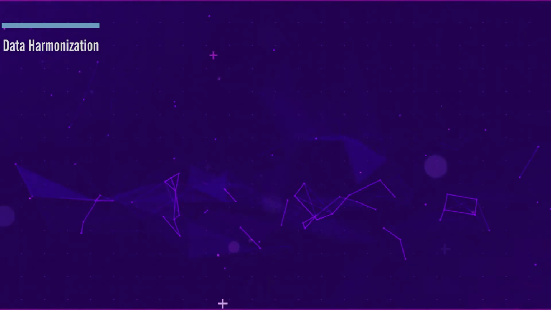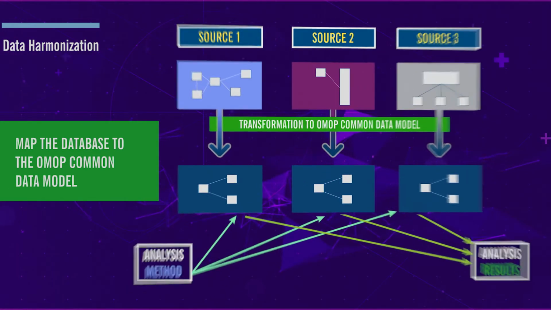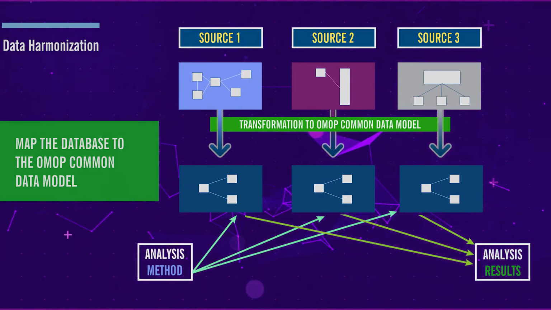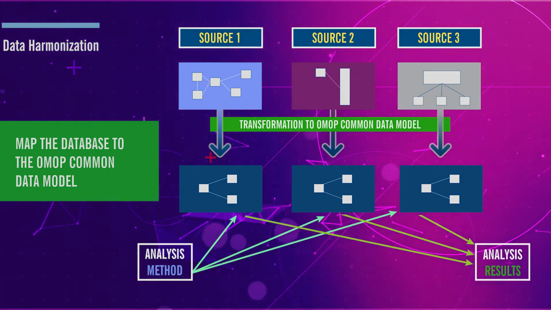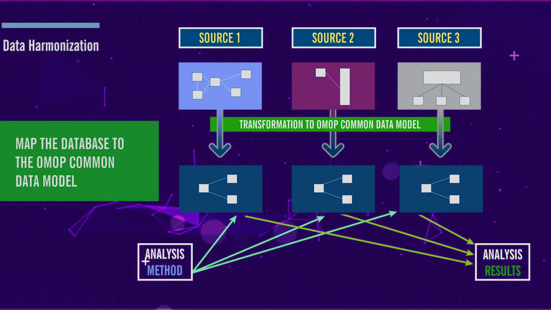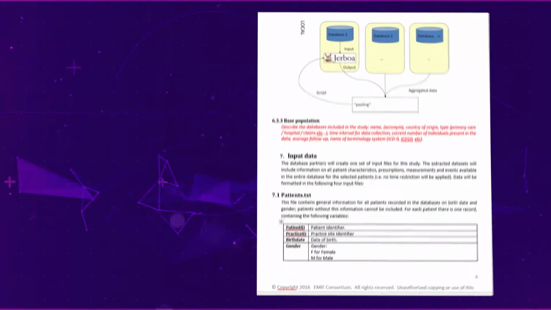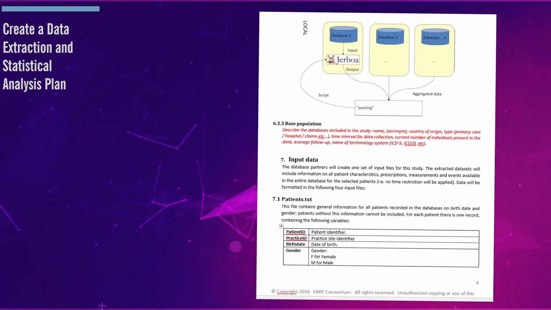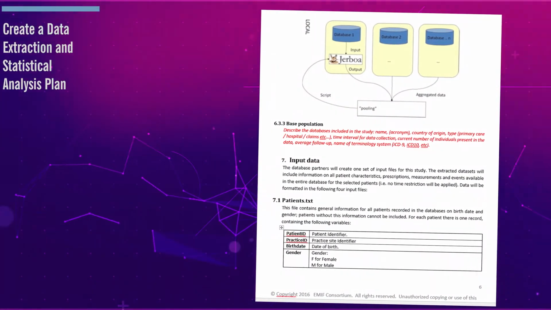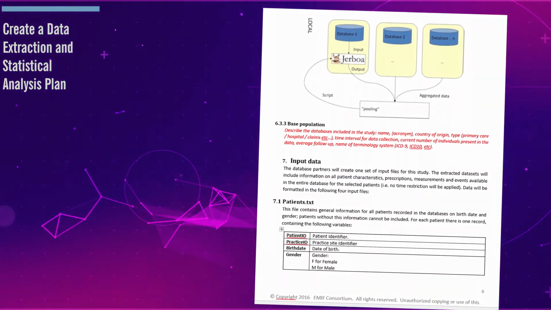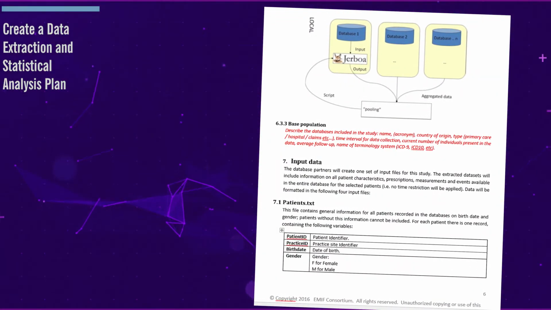The second approach is to map the database to the OMOP Common Data Model. In this approach, the full dataset is already harmonized with respect to structure and vocabularies. The research team then creates a document which describes how to produce shareable analytical datasets from the harmonized data. This document also specifies the statistical analysis that will be conducted.